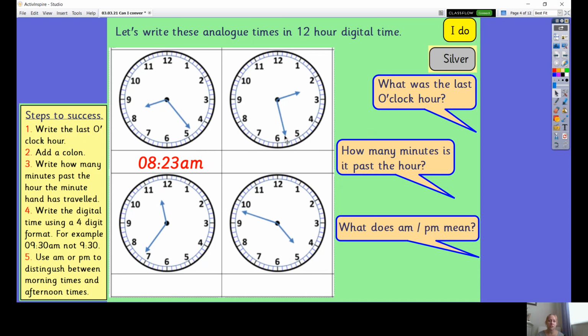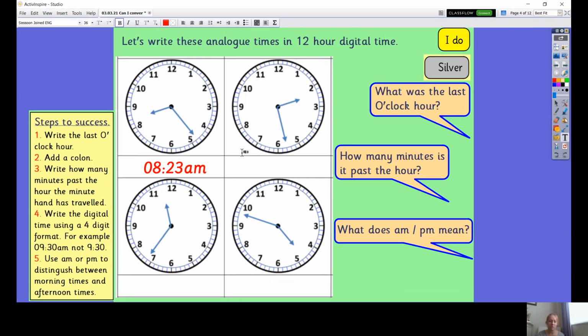So the first thing I need to do is look at the hour hand to tell me what was the last o'clock hour. Okay, and I can see that the hour hand has just gone past the 2. So I'm going to put a 2, and I'm not going to just put a 2, I'm going to put 02, because we said, didn't we, that we need to have a 0 in front of it as a placeholder. Then I'm going to add my colon, which is step 2.